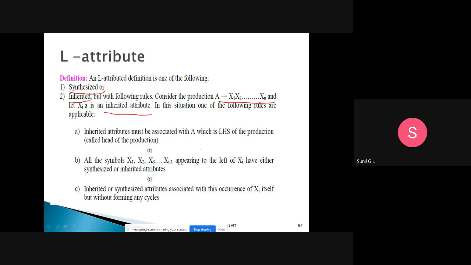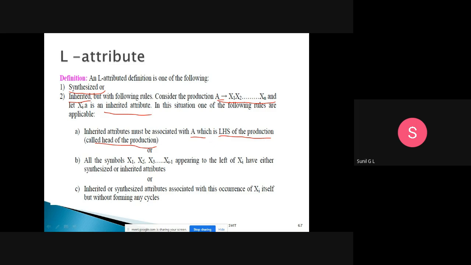What are those rules? The inherited attribute must be associated with A, which is the LHS of the production. Suppose we have A tends to X1, X2, X3. If there is an inherited attribute, it must be associated with A, which is always the left side only, the head of the production.